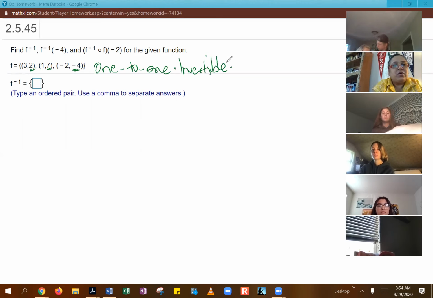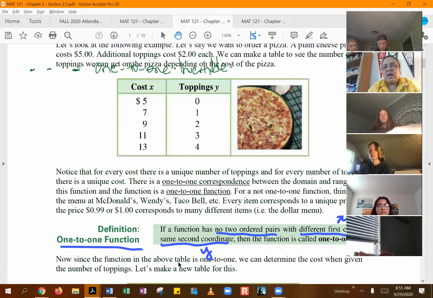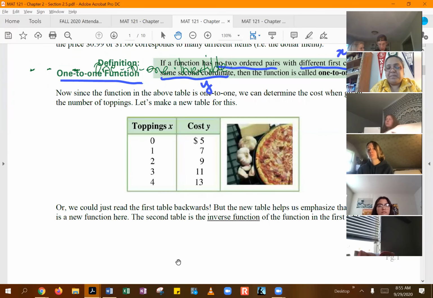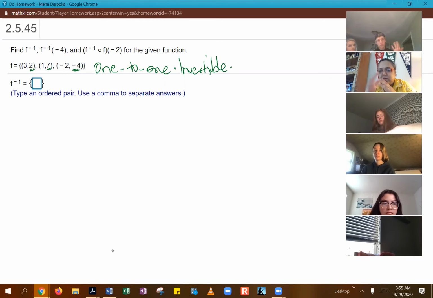So remember what I showed you here with the pizza example? Just by switching our x and y values, we are able to create the inverse function. So when you are given a set of ordered pairs, you can do the exact same thing. Now that will not work for equations, but it definitely works for a set of ordered pairs. So what do you think this inverse function will look like? How will you write that inverse function for that original f function?